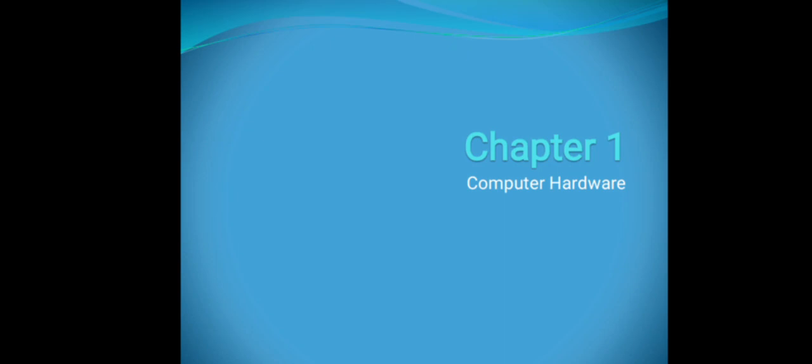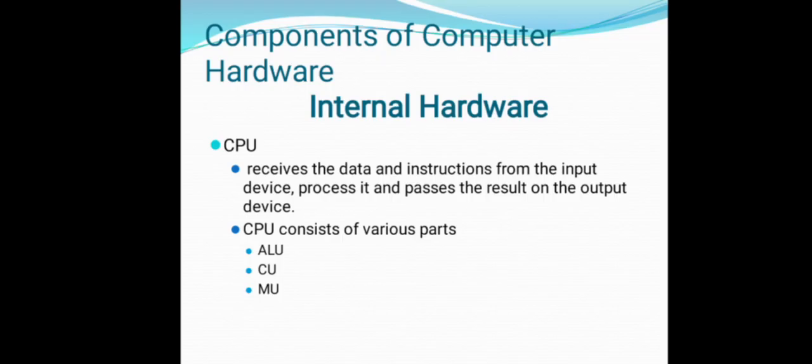So firstly we will discuss what is hardware. Hardware refers to those parts of a computer system that we can touch and feel. Hardware is manufactured in factories and then loaded with software. Now, what are the components of computer hardware?